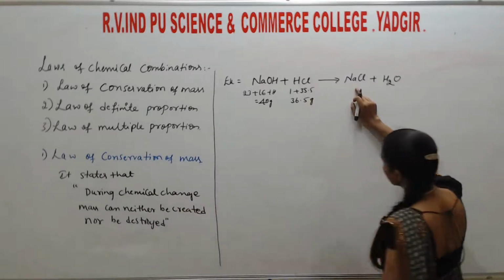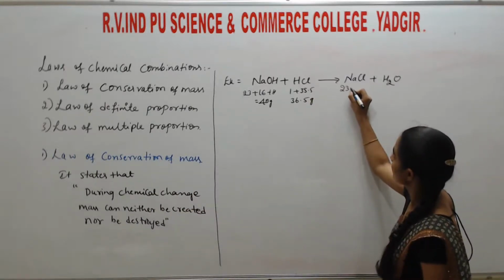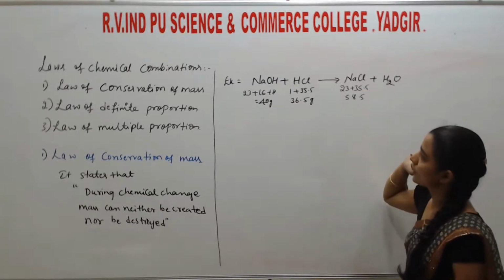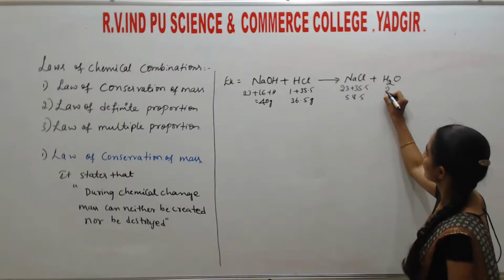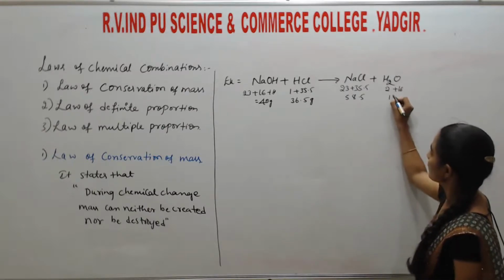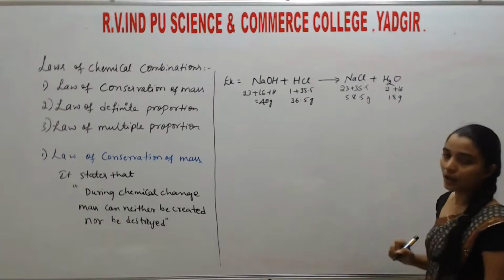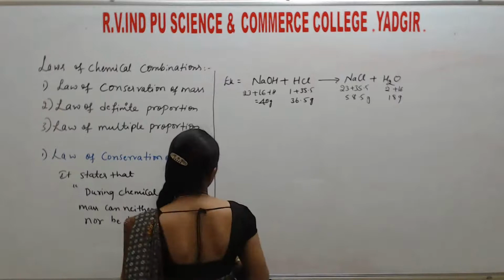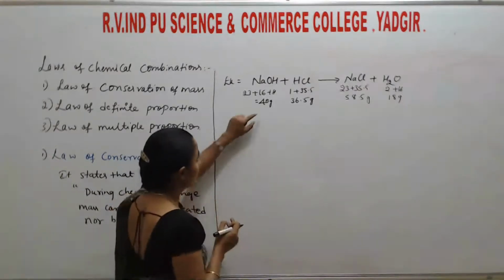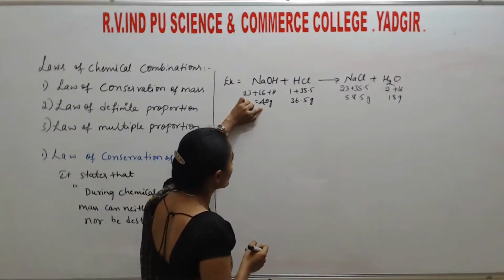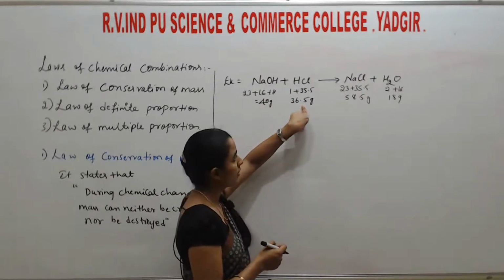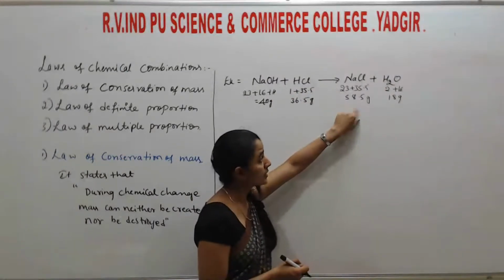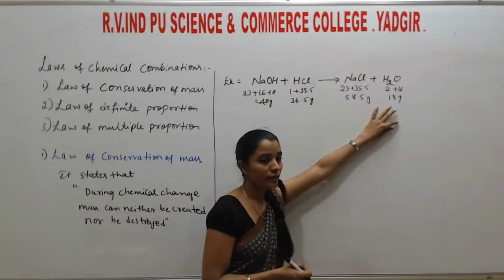Okay, so here NaCl means Na is 23, Cl is 35.5, that is 58.5 gram. Here H2O means 2 plus 16, that is 18 gram. So what does the law of conservation of mass mean? Listen, here this shows 40 gram of NaOH reacts with 36.5 gram of HCl to give 58.5 gram of NaCl and 18 gram of water.